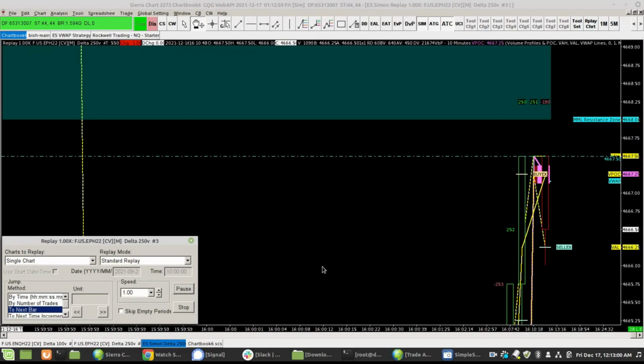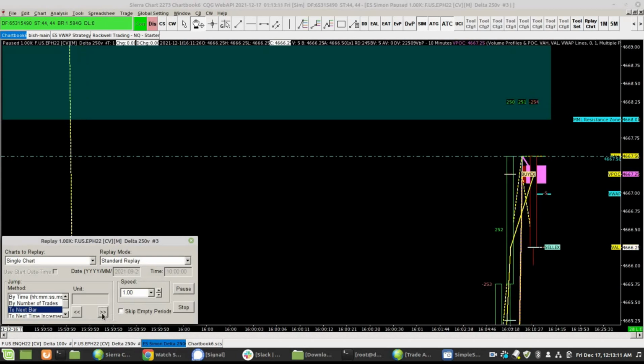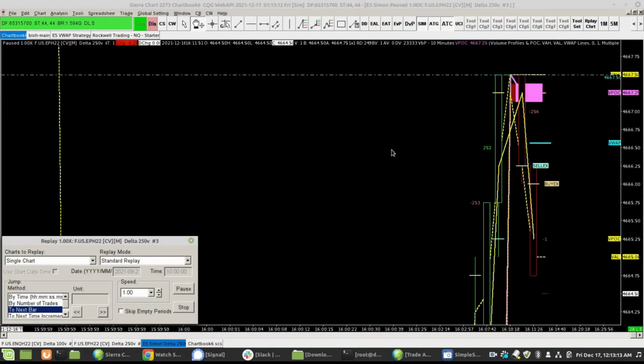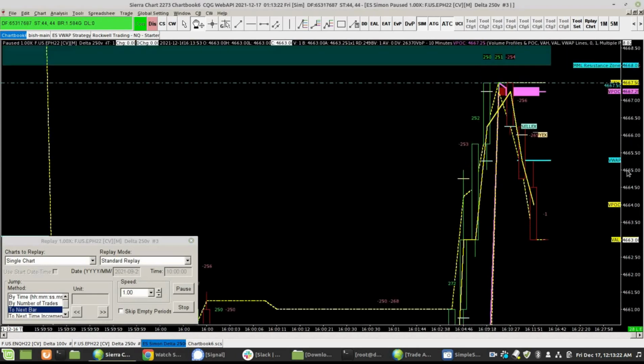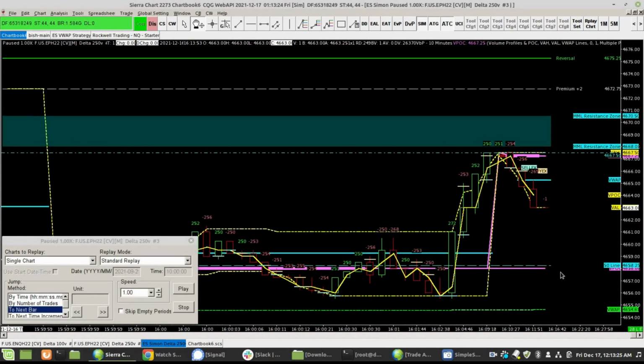See, now the sellers came in, but you can see where they turned it around right up here. When they popped up here, that's when you start looking for that short position. And you can see it came off that position very nicely again, and it came ultimately down here.